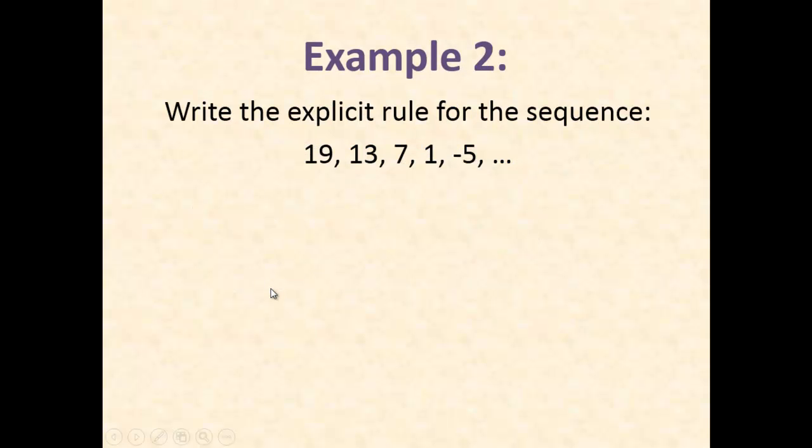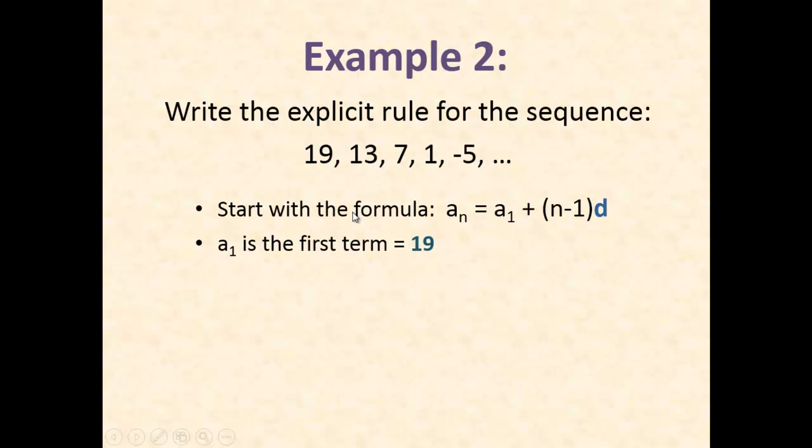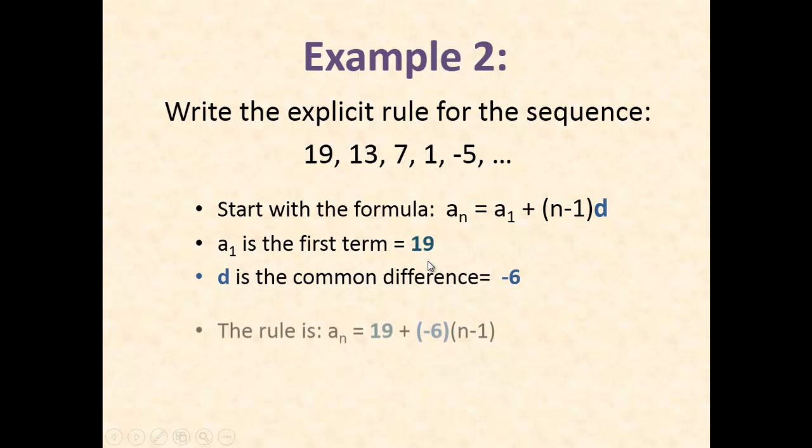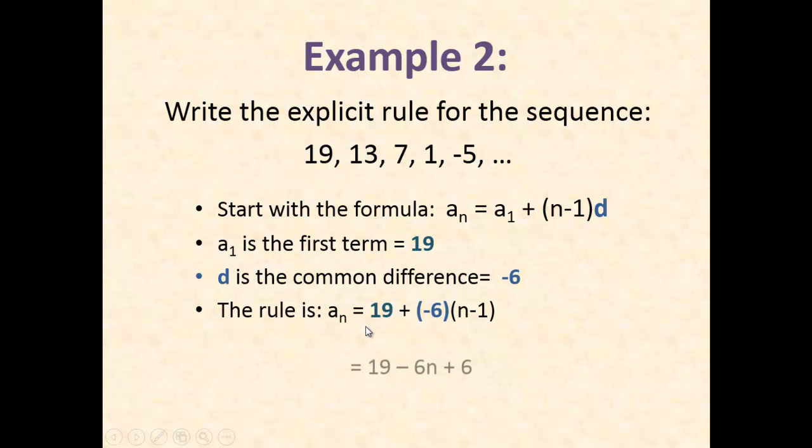The second example. Write the explicit rule for the sequence. From the sequence, we know that a_1 is 19, and the common difference is negative 6. So, if you want to find a_n, just substitute into the formula. We have a_n is 25 minus 6n.